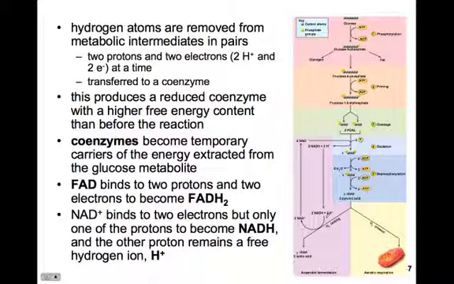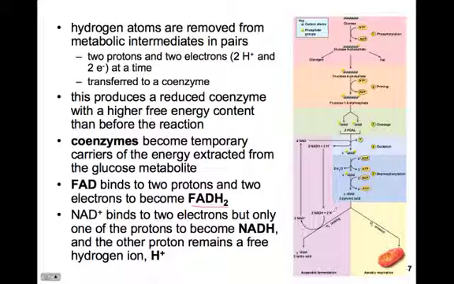other places. So FAD binds 2 protons and 2 electrons to become FADH2. And NAD will bind the same 2 electrons, but only really truthfully one of the protons. The other one becomes a free proton as a hydrogen ion. So we say it's NADH plus H+. So here we have 2 NADHs plus 2 H+.